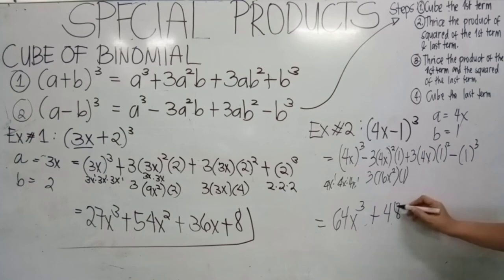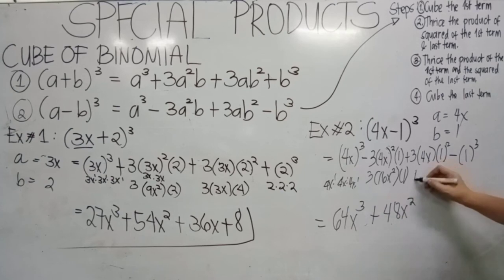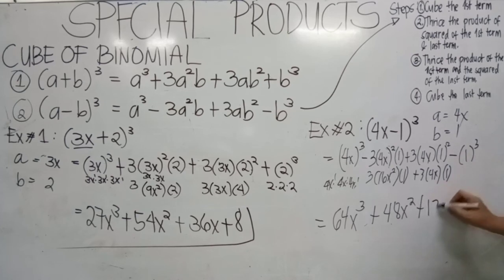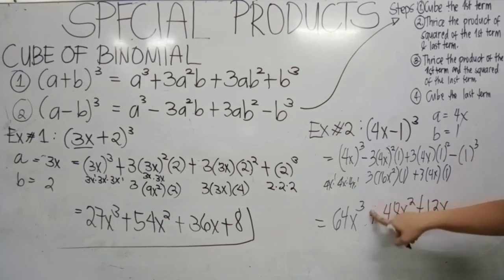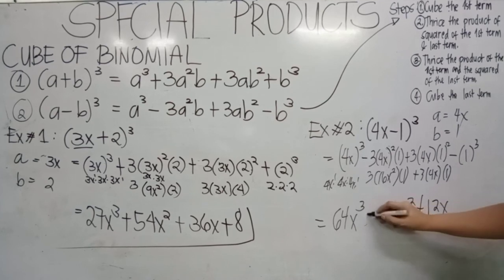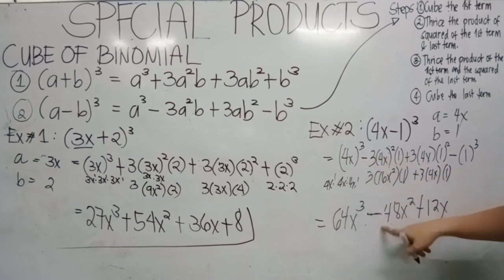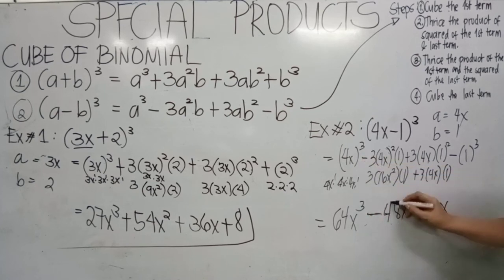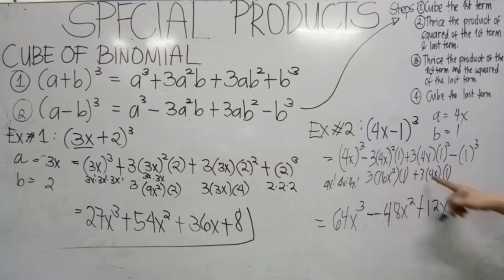So, 48x squared. Next, plus, alright, so 3 multiplied by 4x, and the squared of 1 is 1. So, positive 12x. But then again, nagkamali ako dito, so it must be negative. Yan, nagkamali ako kasi negative yan. Alright, so negative 48x squared, positive 12x, and lastly, negative 1. Kasi 1 multiplied by 1 multiplied by 1 is always 1.